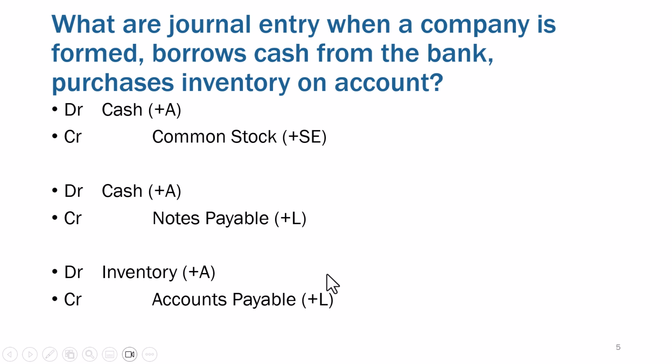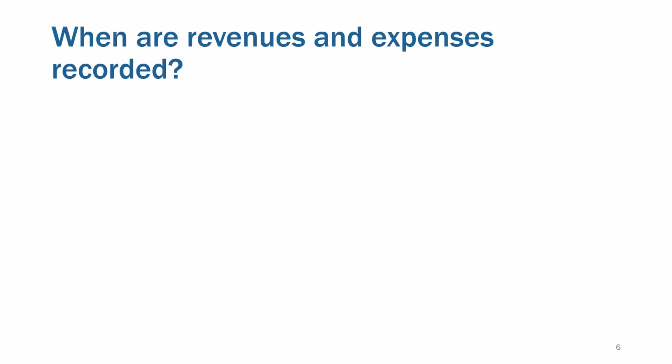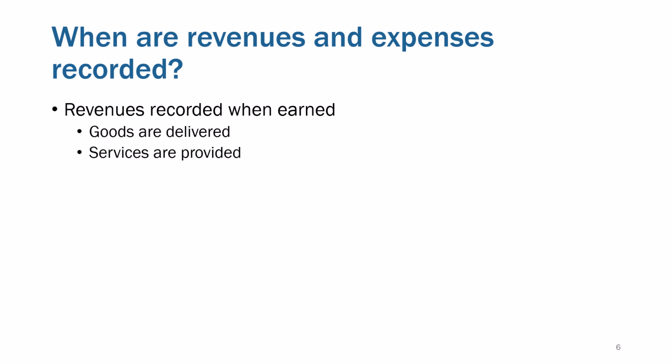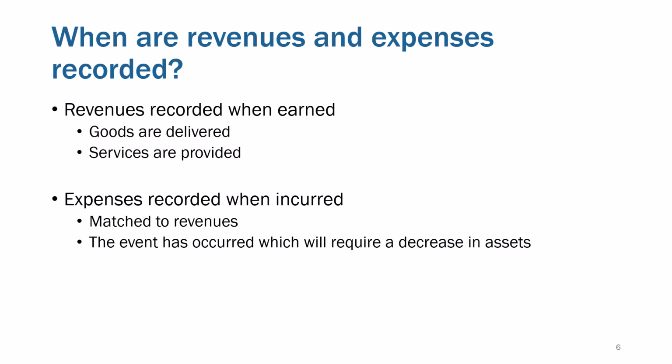They don't have to always go up that way, but the change in assets has to equal the change in liabilities plus equity. When are revenues and expenses recorded? This was a lesson 3 thing. Well, when we think of revenues, we're thinking when they're earned, and when are they earned? Not when cash is collected, but when goods are delivered or when services are provided. And when we think about expenses, we generally are going to think that they are recorded when they're incurred. We match them to revenues.